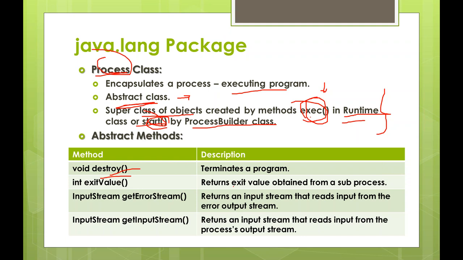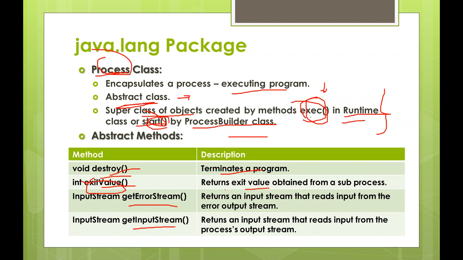Okay, so the destroy method terminates the program. Exit value returns the exit value of a process once it completes. If it is zero, the process terminated normally. If it is anything other than zero, there is some issue there, so it is an abnormal termination of the process. That value will be returned by this exit value method.